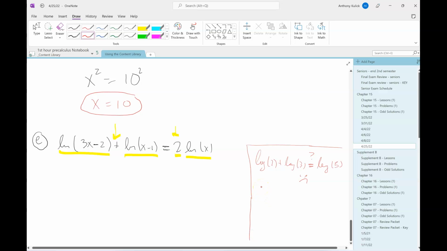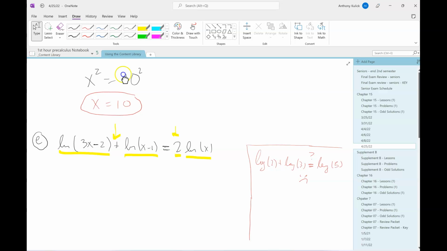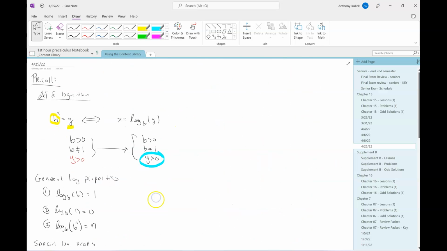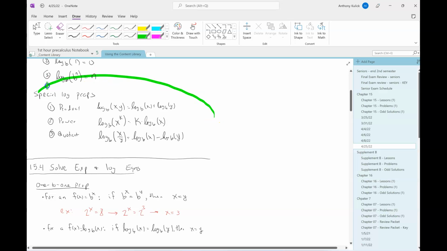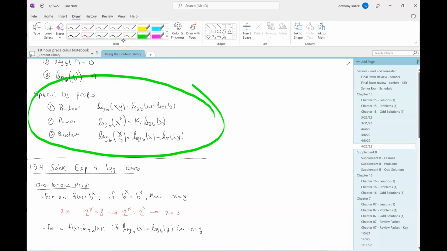Let me give you a hint. We've mentioned the tool that you need already, way back in the beginning. We need to use these power, product, or quotient properties. Probably the product property. The product property will take care of the left-hand side. And which property do I need for the right-hand side? The power property. Excellent. Does everybody kind of see that?